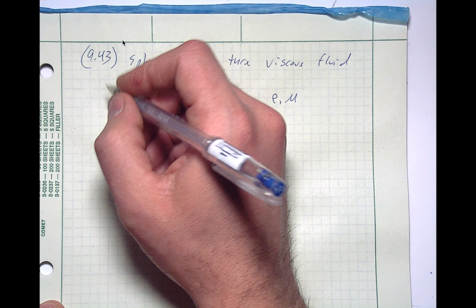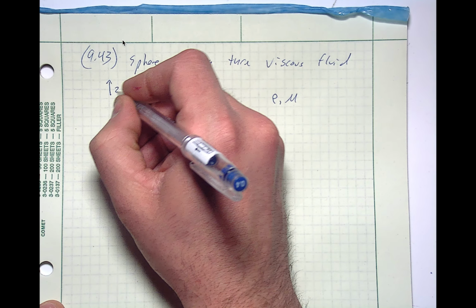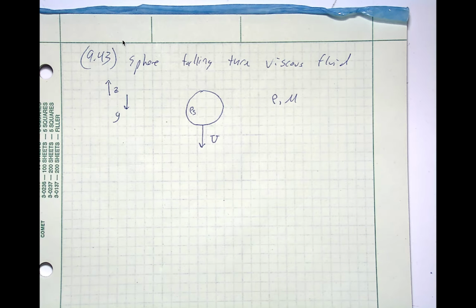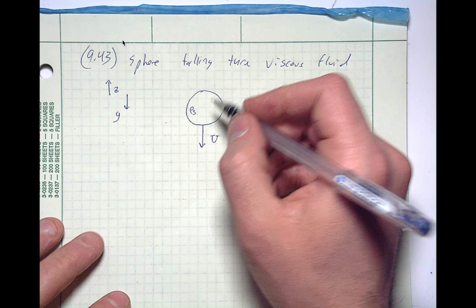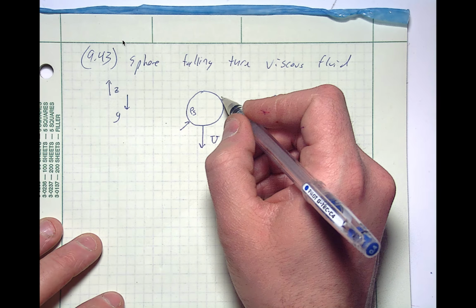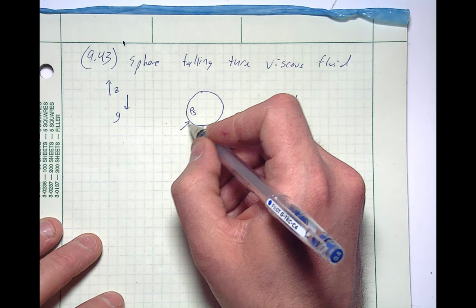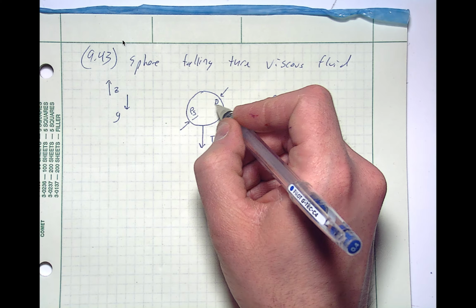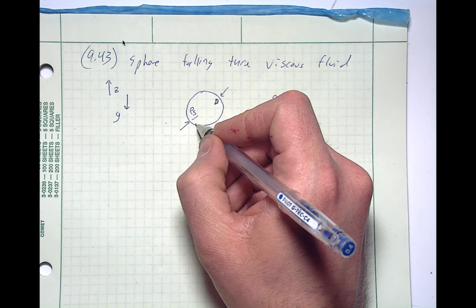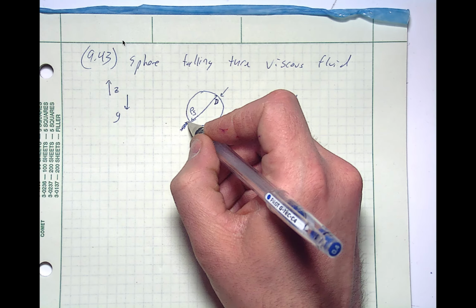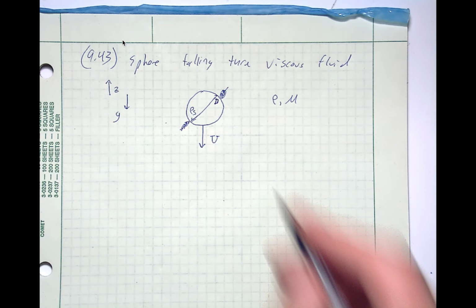Let's see, this is the z direction, so gravity acts downwards. The diameter. I'm trying to save the space in the middle here, but we'll just use a different color. Okay, so its diameter here is d.